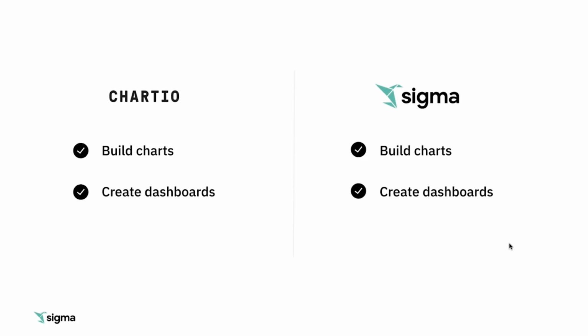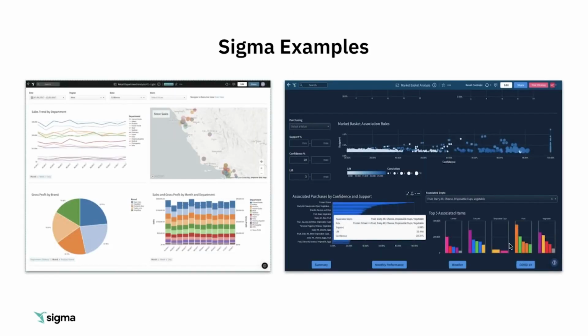And Sigma does that as well. We have very beautiful dashboards, as you'll see here. We have very robust filtering controls. And again, our visualizations and our geomapping are all very mature. But that's really not all that Sigma does.